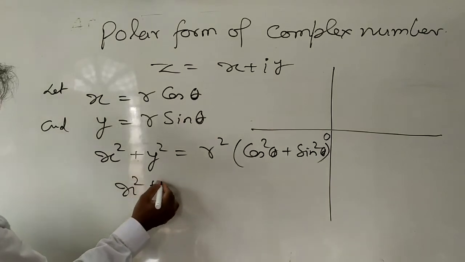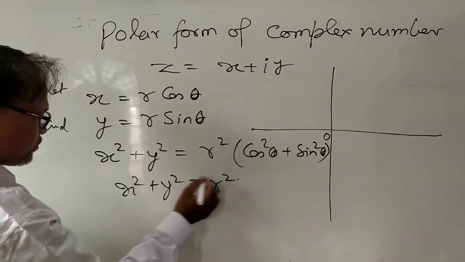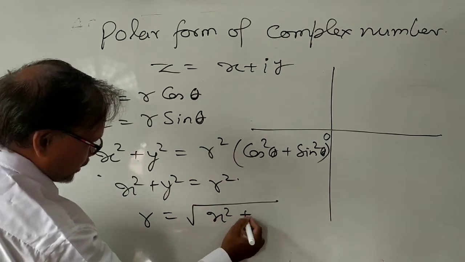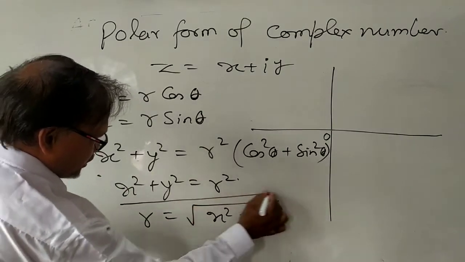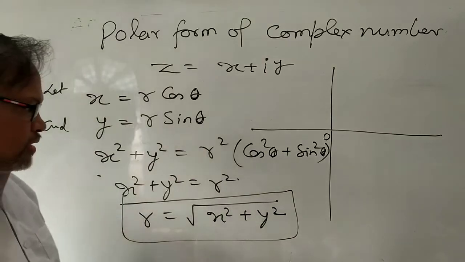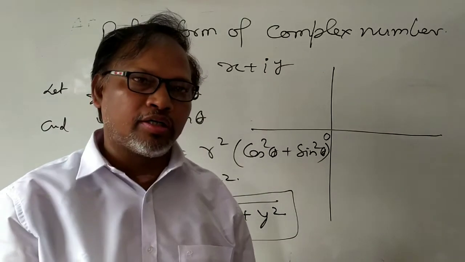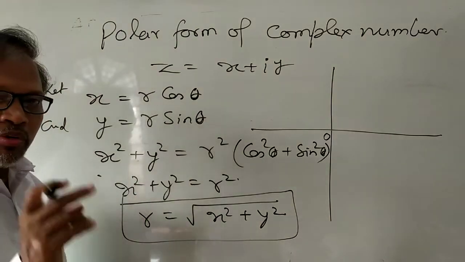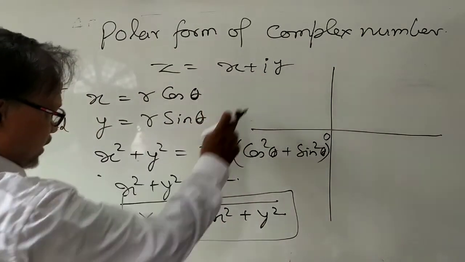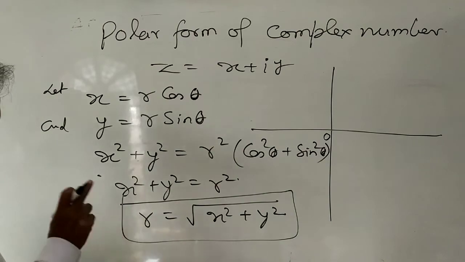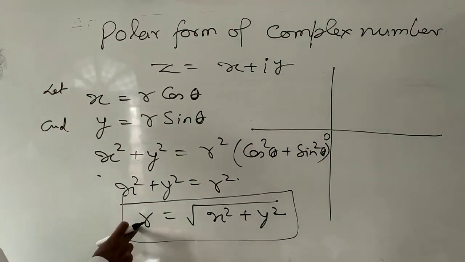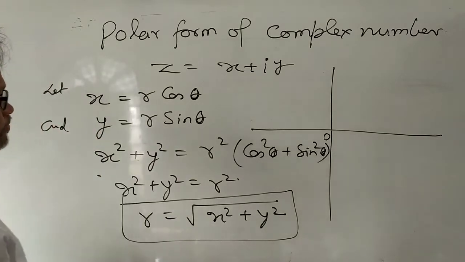So this is the first relation: the value of r is √(x square plus y square). Have you seen this type of √(x square plus y square)? Yes, modulus. Modulus of the complex number is the same. Means r, you will say this is the modulus of the complex number. It gives only the positive value.